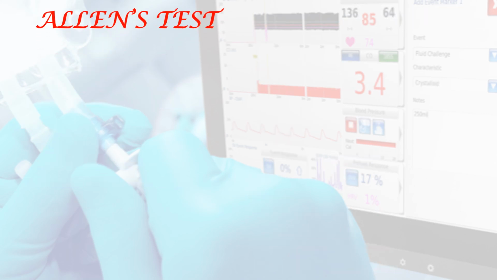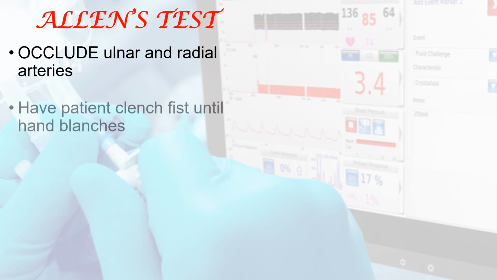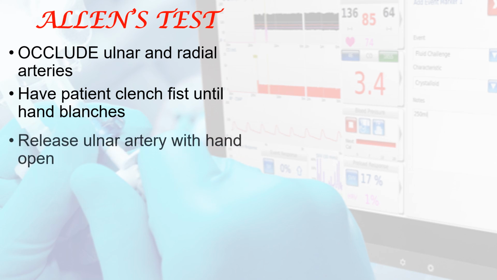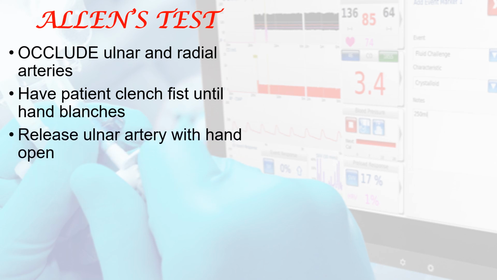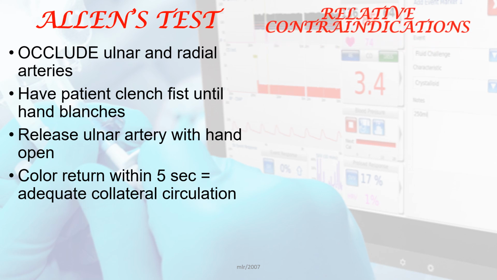Then, what is Allen's test? Already I said we perform Allen's test when we prefer the radial artery. In Allen's test, we occlude the ulnar and radial arteries and make the patient make a fist until the hand is blanched. Once we make sure it is completely blanched, we release the ulnar artery first and make sure there is perfusion within 5 seconds. Then we can confirm the ulnar artery is patent to maintain the peripheral perfusion.